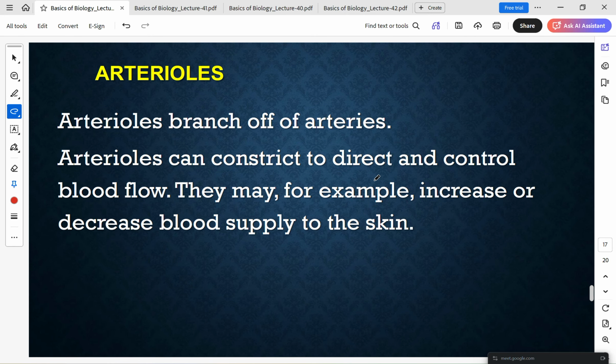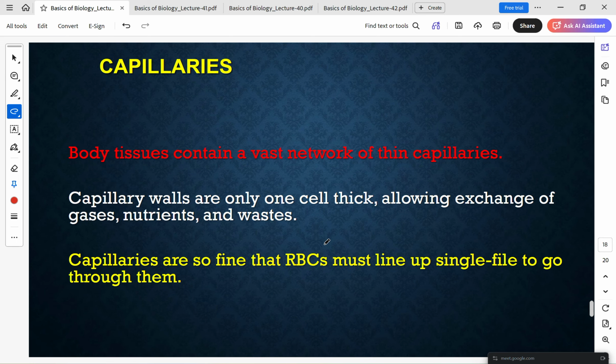The arterioles are just a branch off of the main arteries. These can constrict to direct and control the blood flow. They are slightly thinner than the arteries. They can increase or decrease the blood supply to the skin depending on the need. There is some control here.